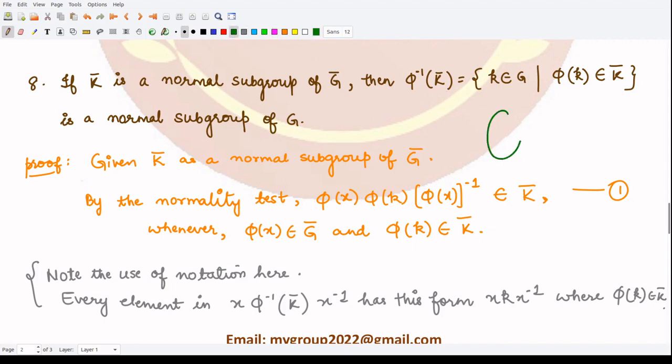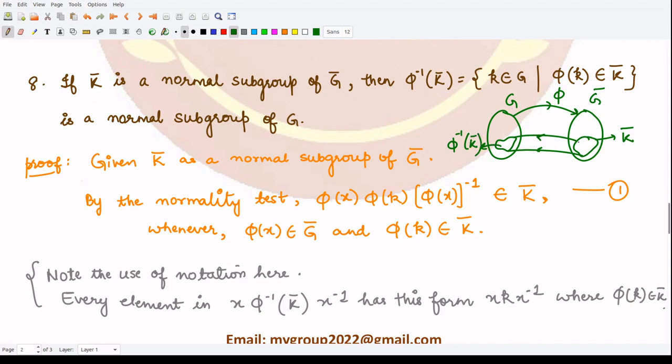I told you that we have some group G, we have some group G bar, right? And we have defined a mapping from G to G bar, which is a homomorphism. Now in this group G bar, we are taking some subgroup which we are naming K bar. Then we are taking the inverse image of this K bar over here. So this inverse image would definitely lie in G. So what is this? This is phi inverse K bar.